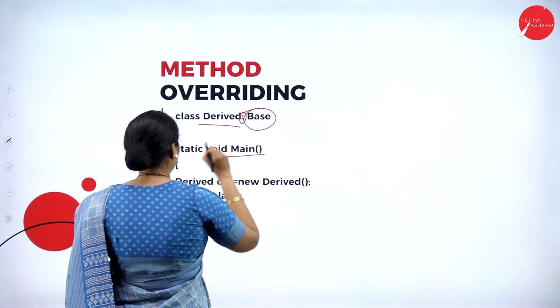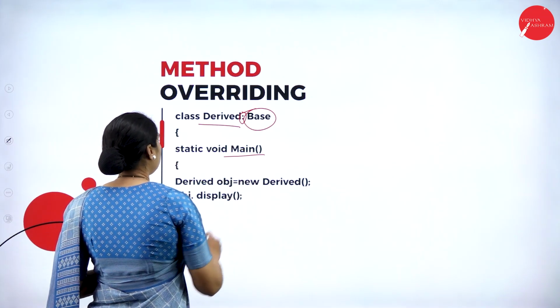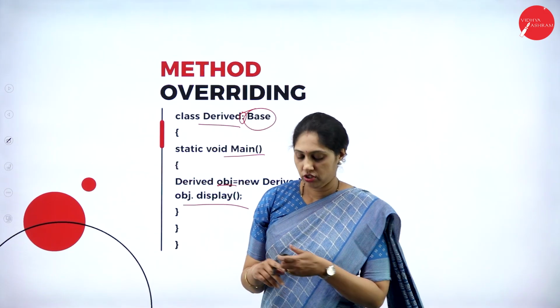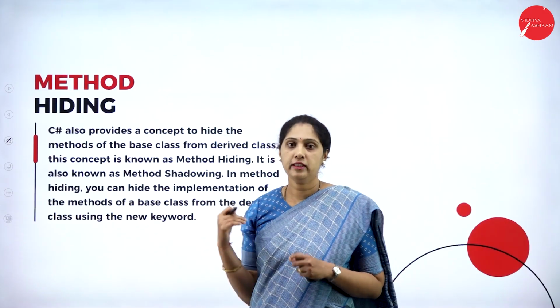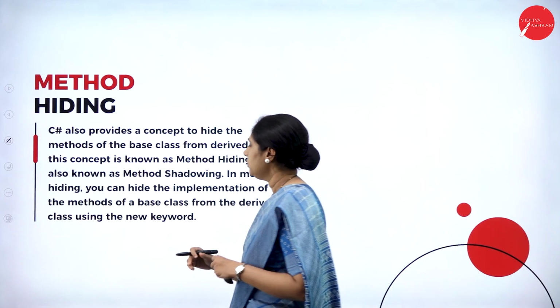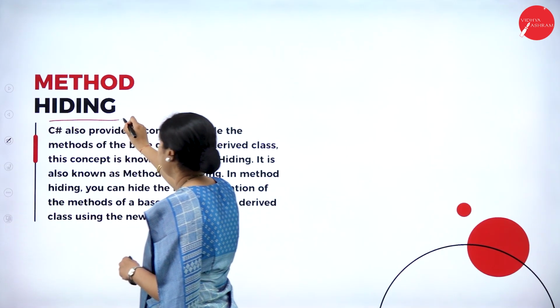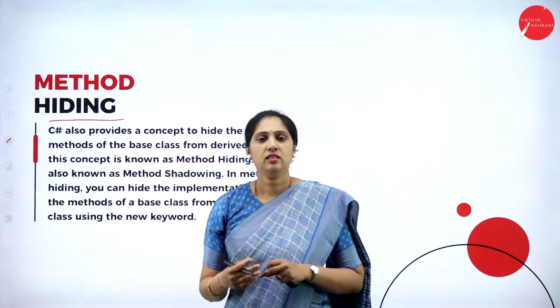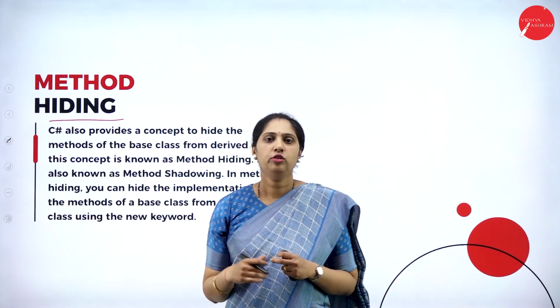Next, again we have a main function. Then what we do is we create an object, then we call the display function. This is about method hiding. See why method hiding is needed. I don't want to show the implementation to other classes, other programs. I will do method hiding.